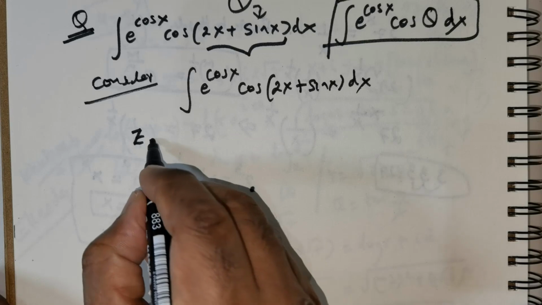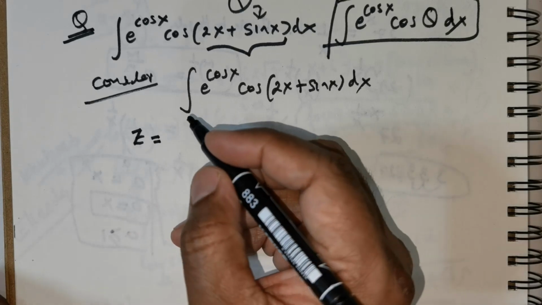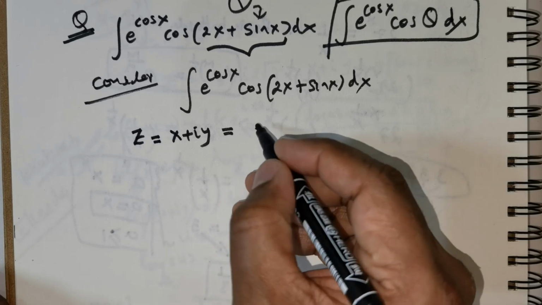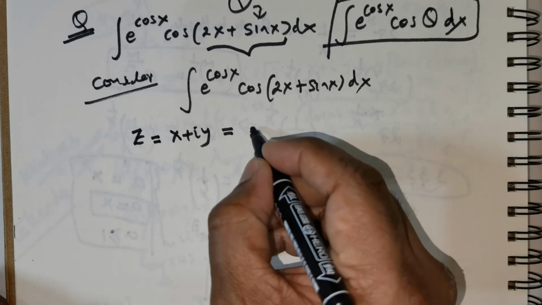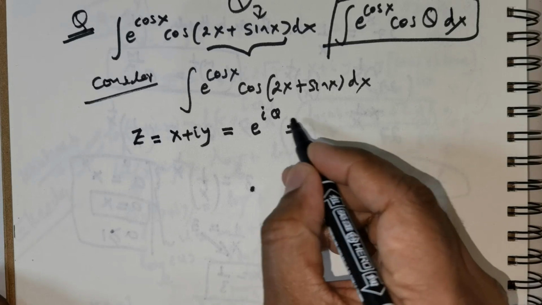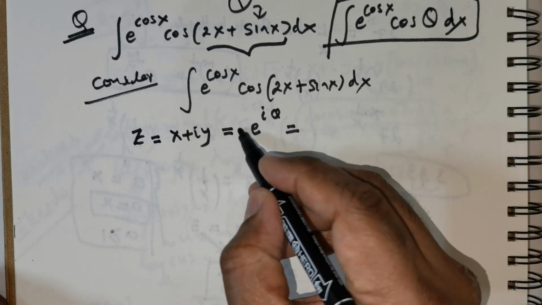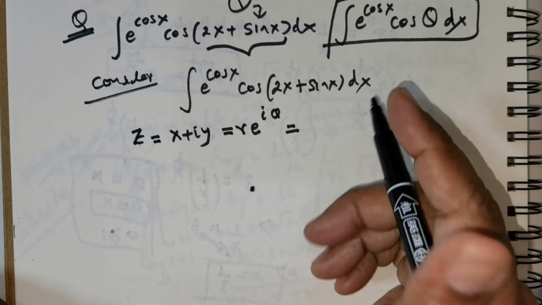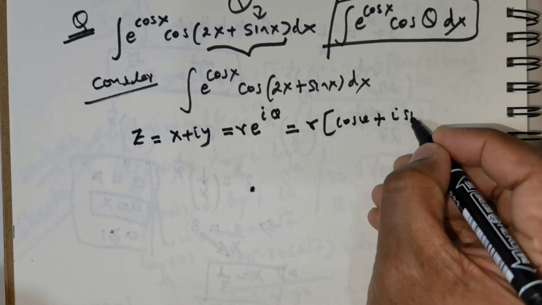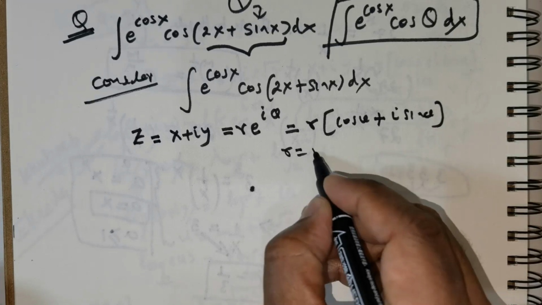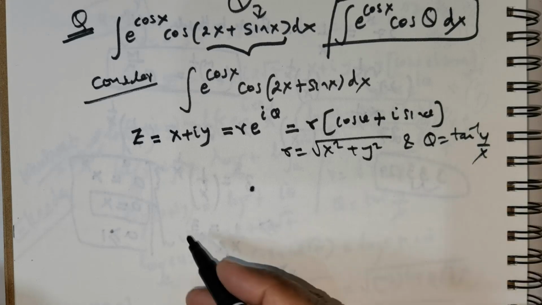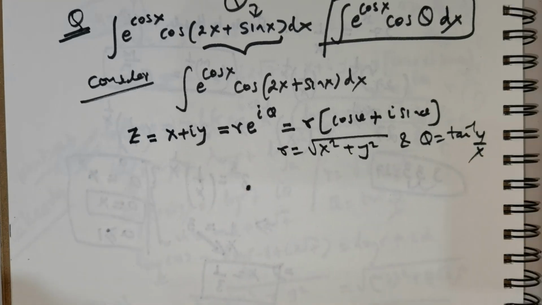Now if z is a complex number of the form, say, x + iy, then this particular complex number can always be represented as e raised to the power of i theta, and the representation would be r times e^(i theta), and this is nothing but r times (cos theta + i sin theta), where r is equal to root of x squared + y squared and theta is equal to tan inverse of y over x. So this is the representation that I wish to bring to your information.